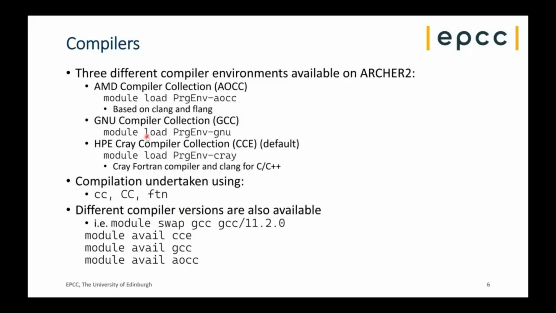But if you want to use the GNU compilers, you load this GNU compiler environment, module load PrgEnv-gnu, and that gives you cc is gcc, CC is g++, and ftn is gfortran. And if I loaded the Cray compilers, then these would be the Cray compilers instead. And if I loaded the AMD compilers, those would be the AMD compilers instead. So I can give you another quick demonstration of that, just to make it clear.